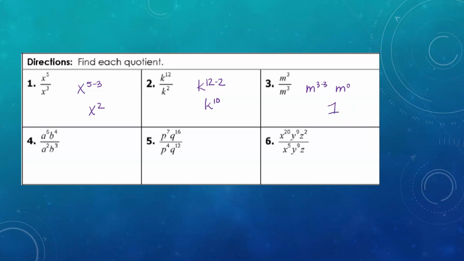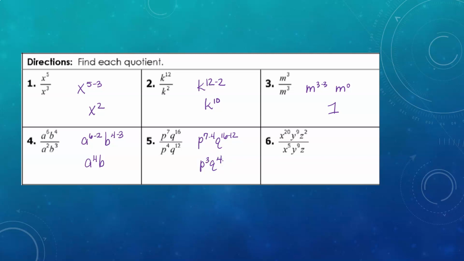A to the 6th, b to the 4th divided by a squared b cubed is a to the 6 minus 2 power, b to the 4 minus 3 power, which gives me a to the 4th b. P to the 7th, q to the 16th divided by p to the 4th, q to the 12th is p to the 7 minus 4 power, q to the 16 minus 12 power, p to the 3rd, q to the 4th.